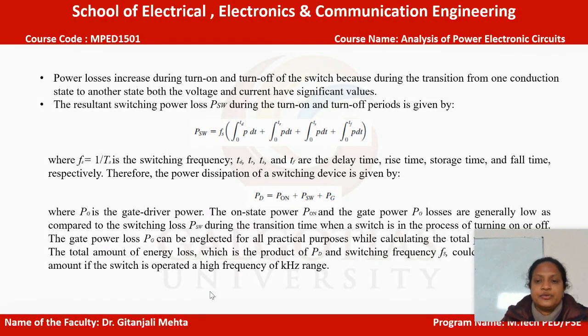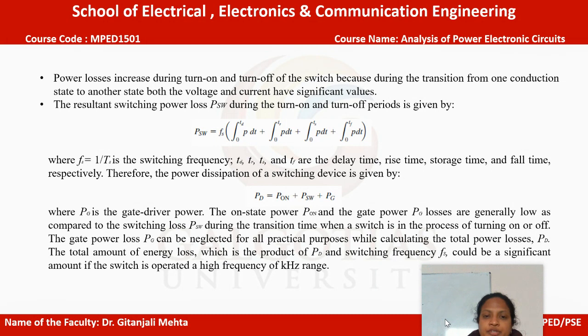Therefore, the power dissipation of a switching device is given by Pd is equal to P on plus PSW plus Pg, where Pg is the gate drive power. The on-state power P on and the gate power Pg losses are generally low as compared to the switching loss PSW during the transition time, when a switch is in the process of turning on or off. The gate power loss Pg can be neglected for all practical purposes while calculating the total power losses Pd.